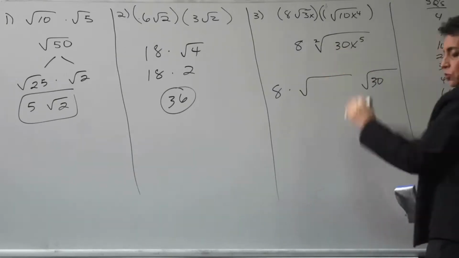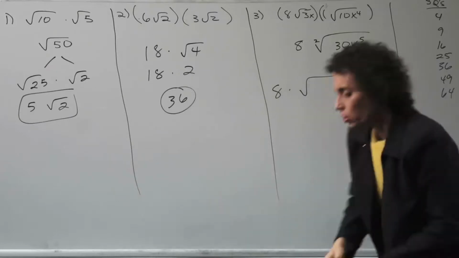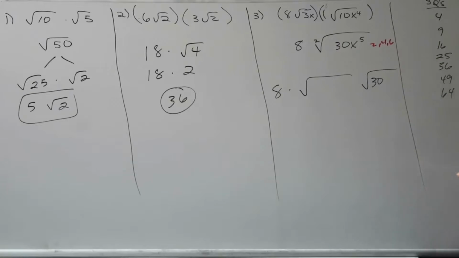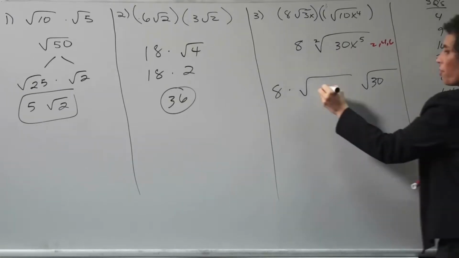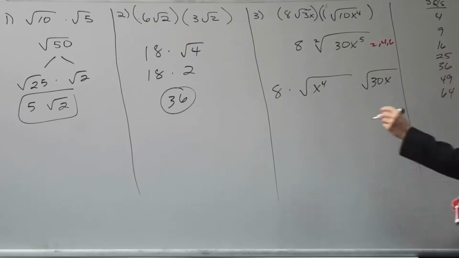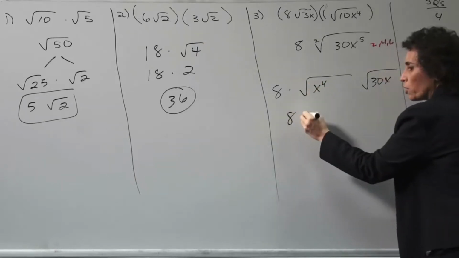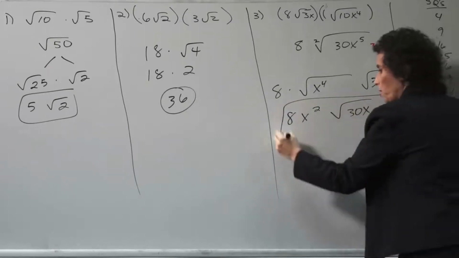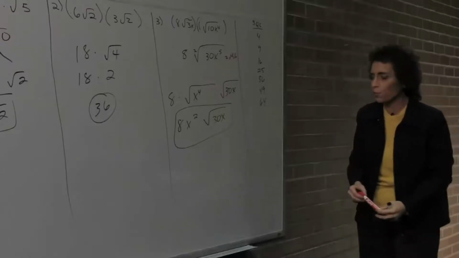Okay, x to the 5th. We're going to take multiples of 2: 2, 4, 6. Closest one without going over is x to the 4th. X to the 4th times x. And now you have 8 times square root of x to the 4th, which is x squared, times square root of 30x. That was fun. How was that for you? That was good for me.